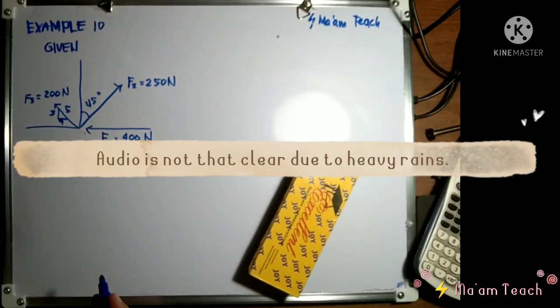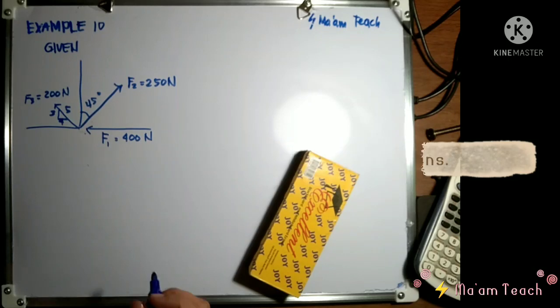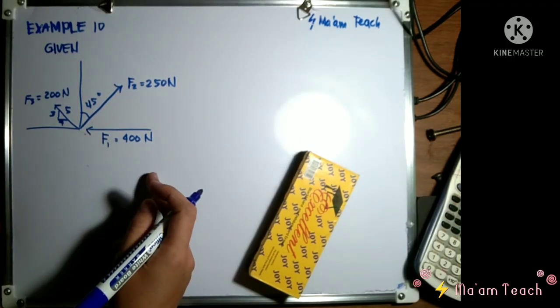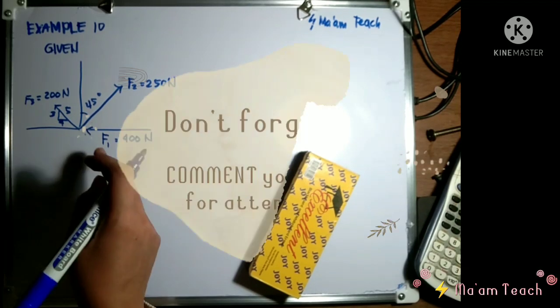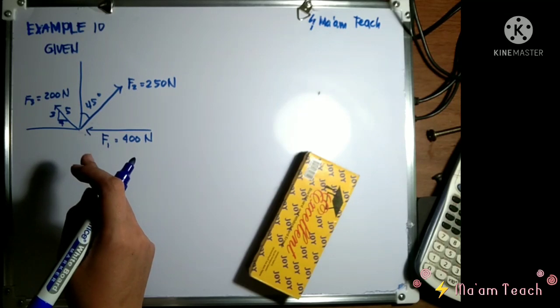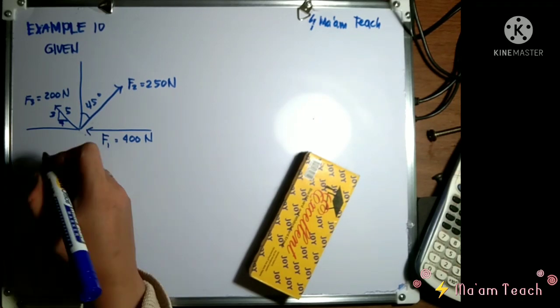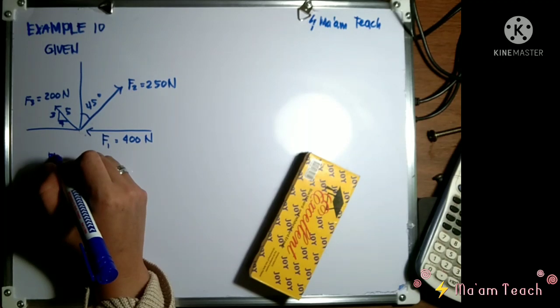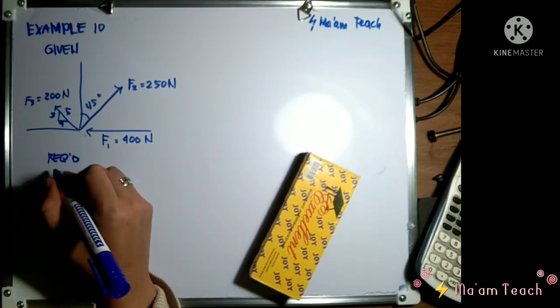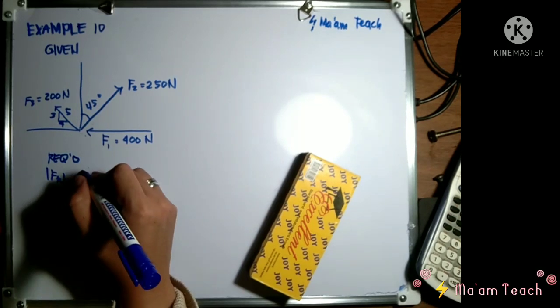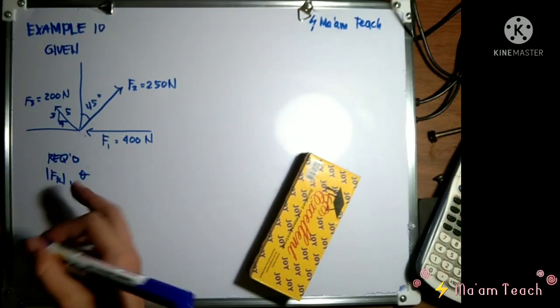Okay, so for example number 10, class, we are also to determine the magnitude and direction of the resultant force here. But take note that we are given here 3 forces, okay? But of course, the process is just the same. So we are to find the magnitude of F sub r and the direction, which is theta.